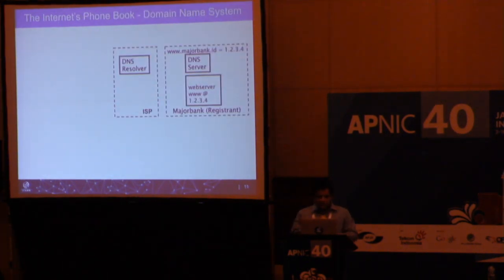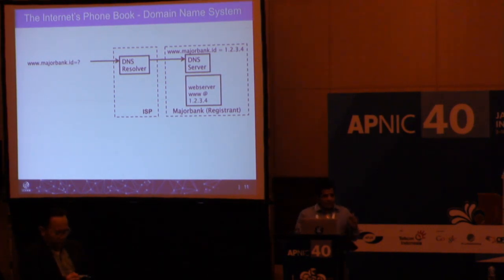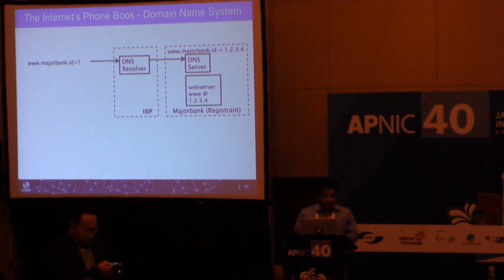Here is a simple example. As I mentioned before, when a query comes to a DNS resolver, in this case, say the query is for www.majorbank.id, right? So that will be the query. Then this query goes to the authoritative server, the DNS server, the authoritative server. They are supposed to have all the zone records for majorbank.id, which means the www record is zone data, it's a zone record.